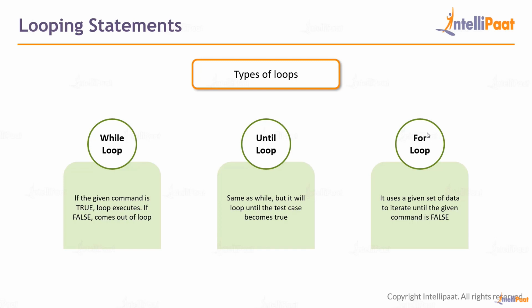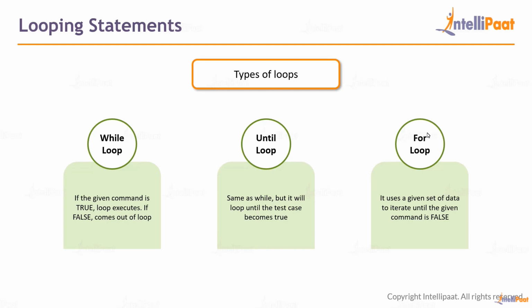There are multiple types of loops as well. There are mainly 3 types we are going to look into in this session. One is while, second is until, and third is for. First, with while, if the given command is true, the loop executes. If false, it comes out of the loop. The while loop is basically a simple loop where you just type in while and a condition. If that condition after while is true, the loop will keep happening continuously. If that condition becomes false, the loop will stop.